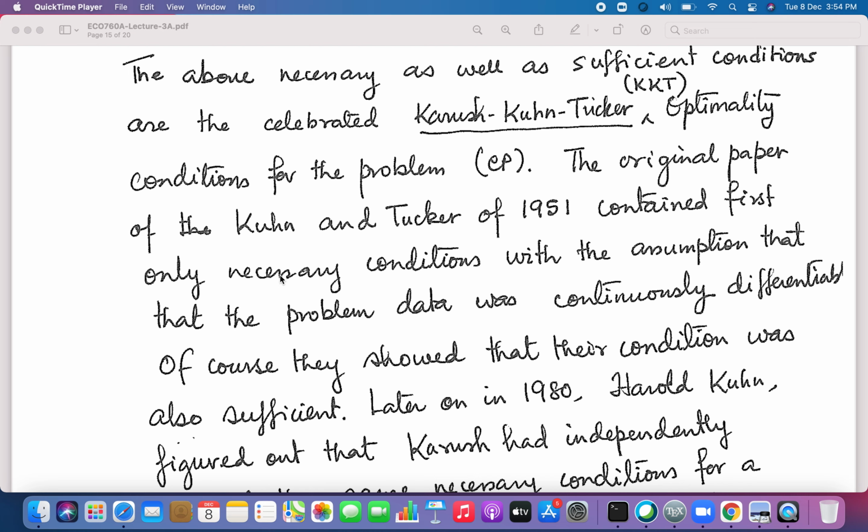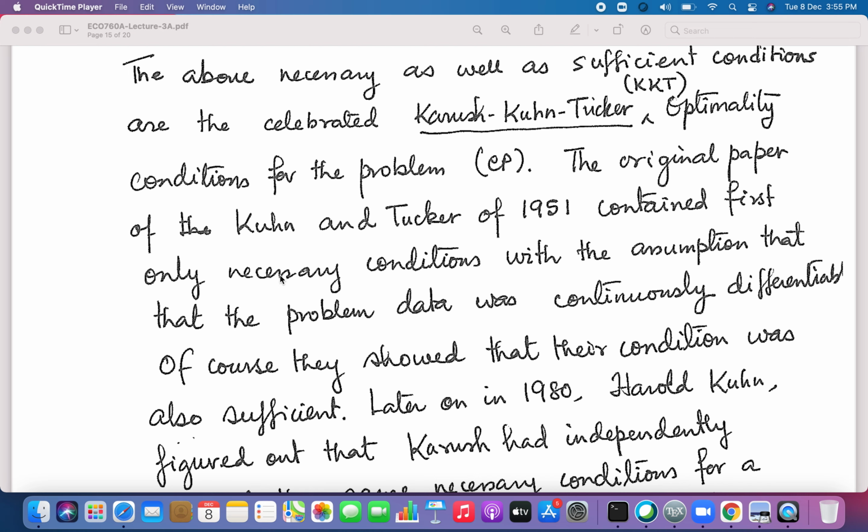I was very lucky enough to have a 30 minute chat in 2010 with the legendary Harold Kuhn, and he told me in detail how they found the Karush-Kuhn-Tucker conditions. It was a very interesting story. Okay, so I will not get into that here, because I am not going to do those issues here.